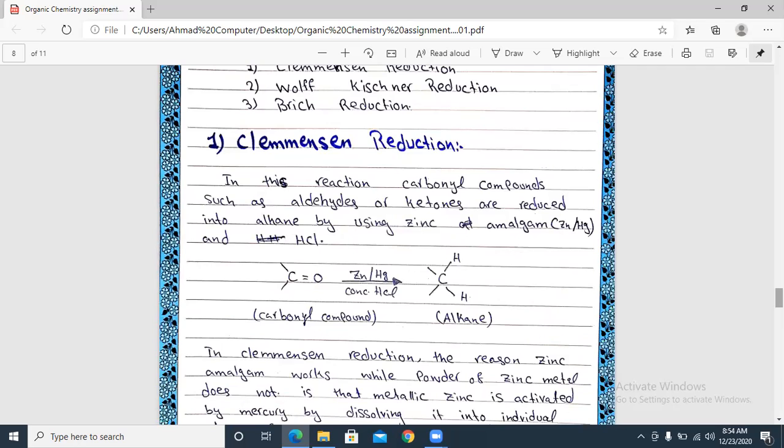In this reaction, carbonyl compounds such as aldehydes or ketones are reduced into alkanes by using zinc amalgam and hydrochloric acid. Amalgam is basically an alloy of other metals with mercury, such as zinc amalgam. The carbonyl compound reacts to form the alkane in the presence of zinc, mercury, and concentrated HCl.